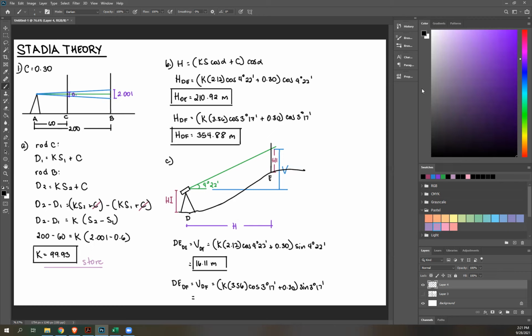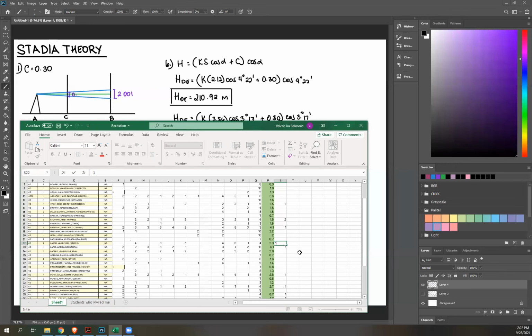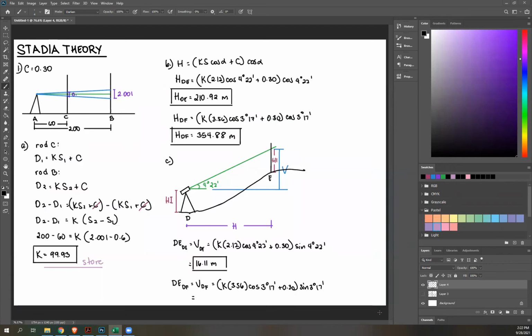Correct, Zaira, Luis, and Jan. So Lahom, Ortiz. Okay, it was 20.36 meters.